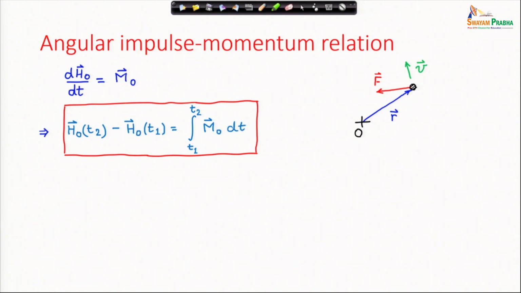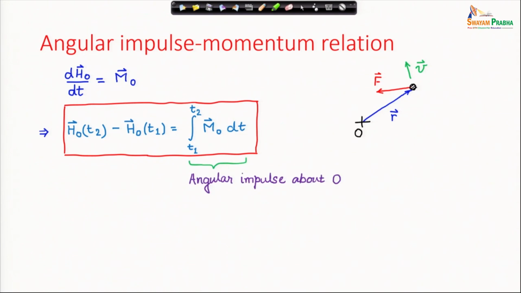Now, if you just integrate over time, just like for linear momentum, we get the change of angular momentum between two time instants equal to the integral of the moment about O over this time interval. This is the angular impulse momentum relation. Angular impulse is the right hand side.